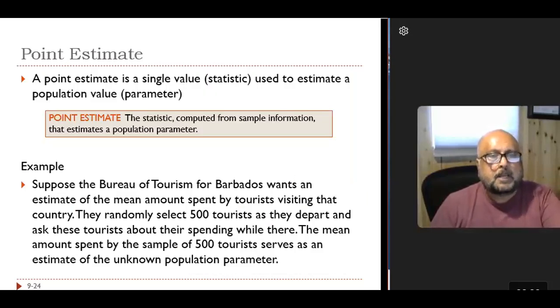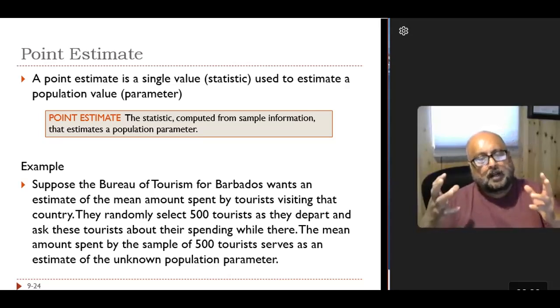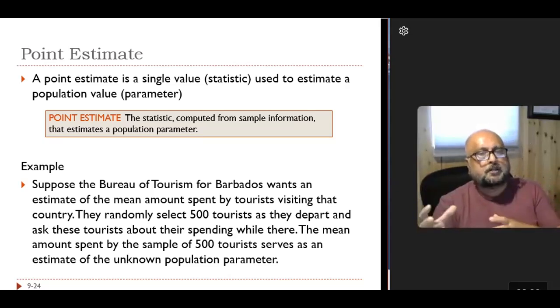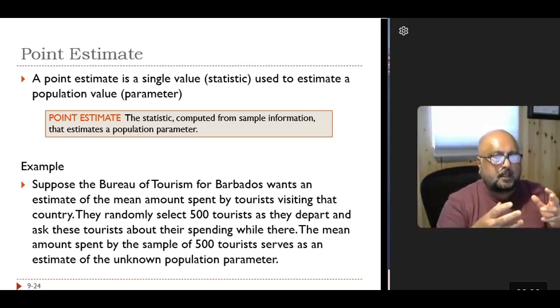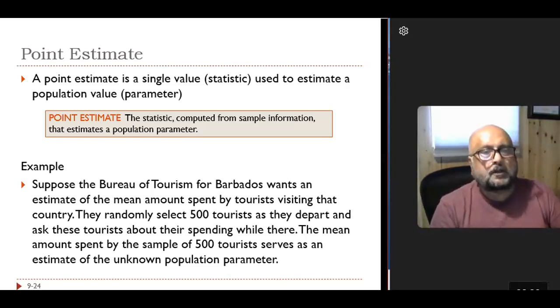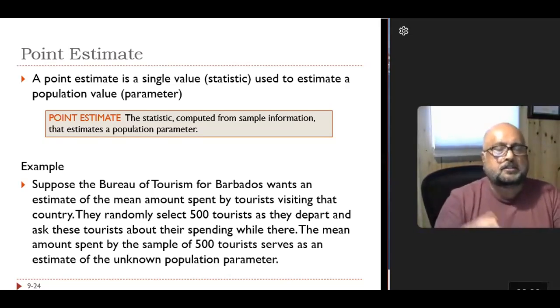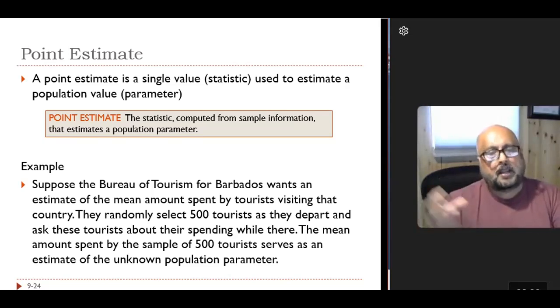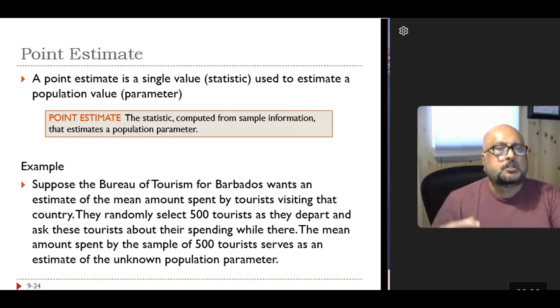So, point estimate. A point estimate is identifying a statistic to find the population parameter. The quest is to find the population, because when you have a sample, whether it's a point or interval estimate, the idea is to find a connection between sample and population. So when you use a single point or single value, we call it a point estimate. Okay.